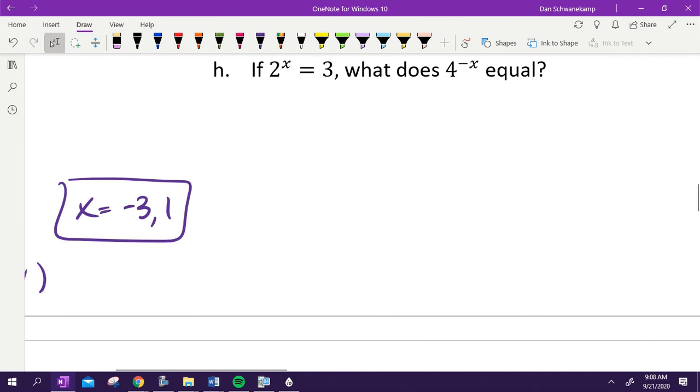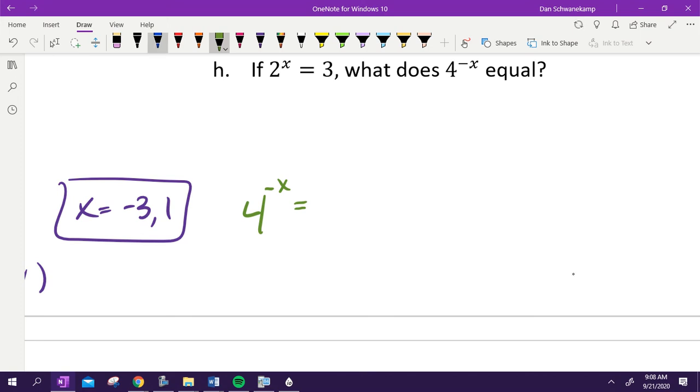All right, I don't love question H. It always kind of throws students off. Don't let H bother you. If we get done with H and you're like, that was really weird, fine. Let it be really weird and move on. Okay, so if we look at letter H, we have 2 to some power gets me 3. In the end, I want to know what 4 to the -x is equal to.